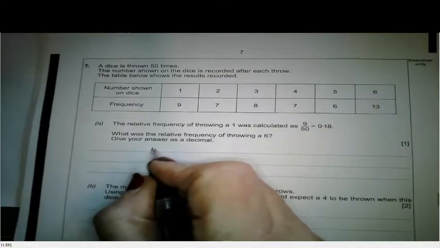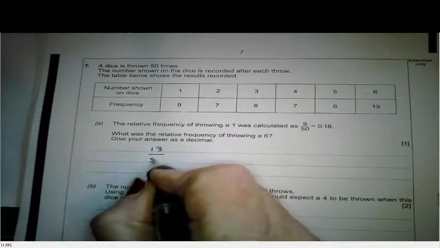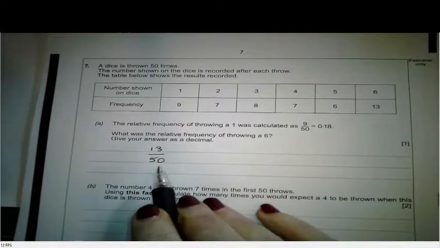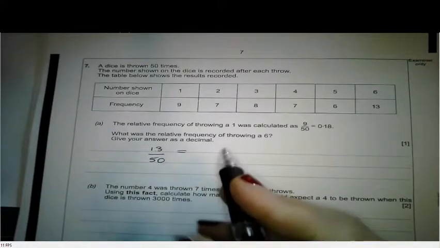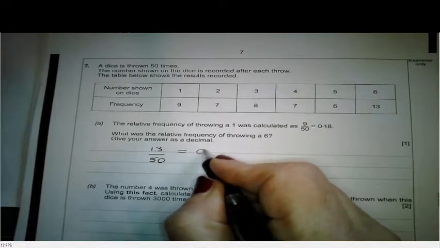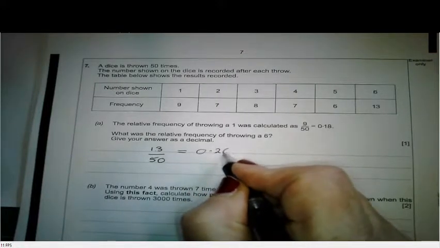Let's have a look at the table. The relative frequency of throwing a 6 was 13 times. So it was thrown 13 times out of a total of 50 times. So that is the relative frequency, but it does ask us to give our answer as a decimal. So change our fraction into a decimal. So it's 13 divided by 50, which is calculated at 0.26. Plug the numbers into your calculator.